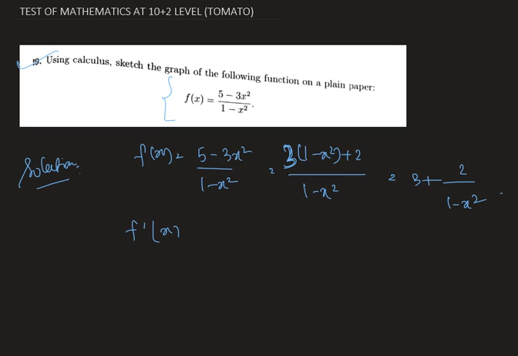Therefore f prime x is equal to 2 into the derivative over (1 minus x squared) whole square, which results in minus 1 multiplied by minus 2x, multiplied by 2. Therefore we get 4x divided by (1 minus x squared) whole square.